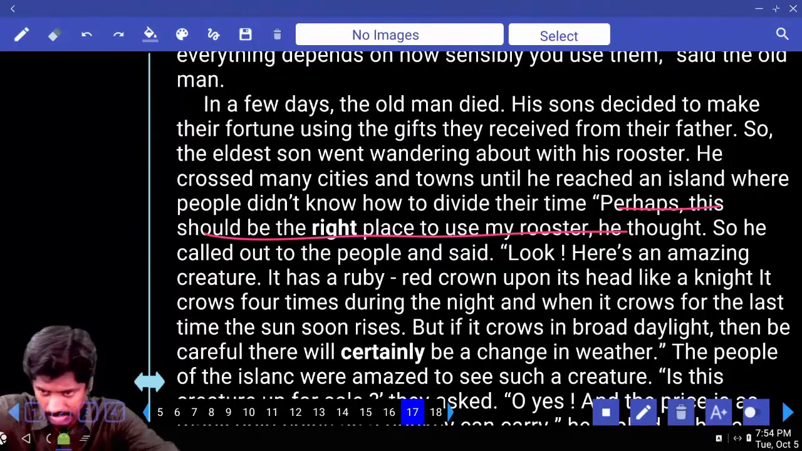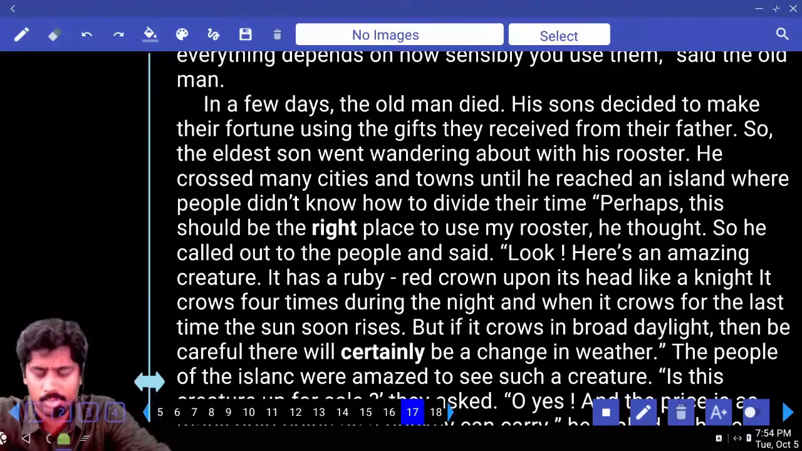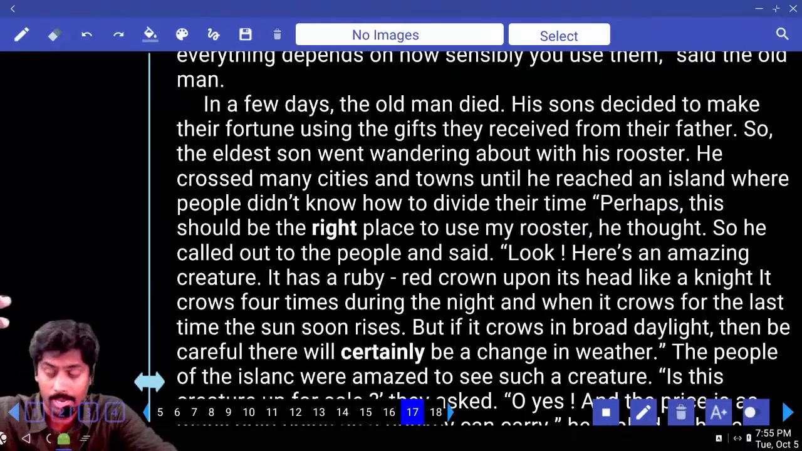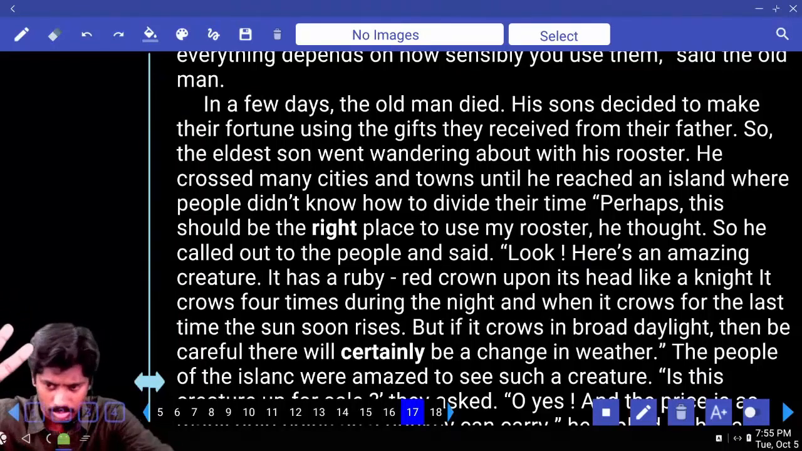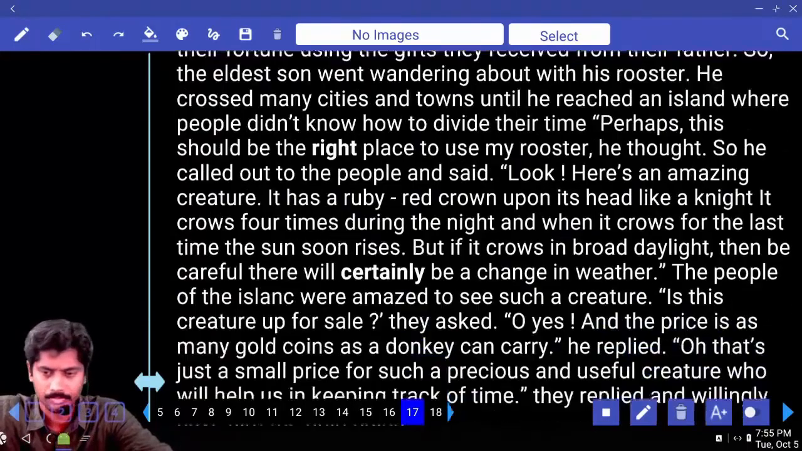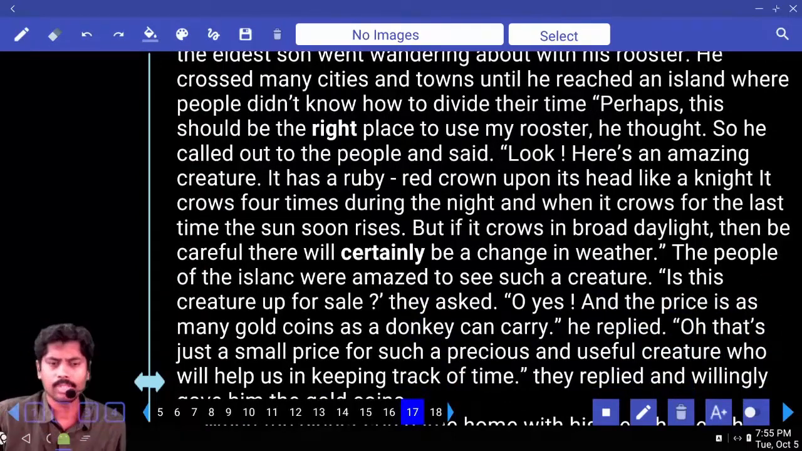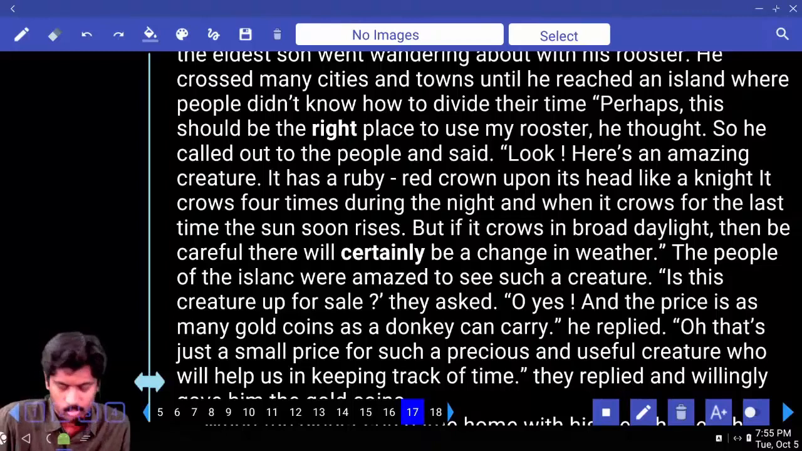So he called out to the people and said, look, here is an amazing creature. It has a ruby red crown upon its head like a knight. It crows 4 times during the night. When it crows for the last time, the sun soon rises. But if it crows in the broad daylight, then be careful, there will certainly be a climate change or change in weather. The people of the island were amazed. They were wondered to see such a creature. Is this creature up for sale? The island people asked, are you selling this rooster?